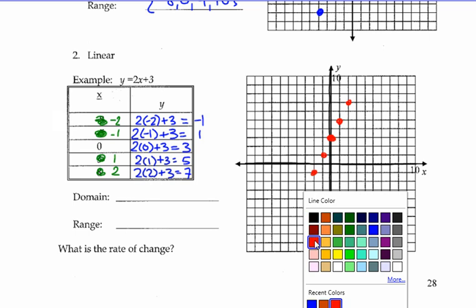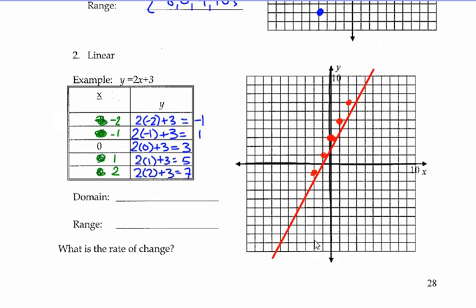There you go. Right through. Okay, so we want it to go through all our points. Just fix this a little bit. Okay, there's our line.